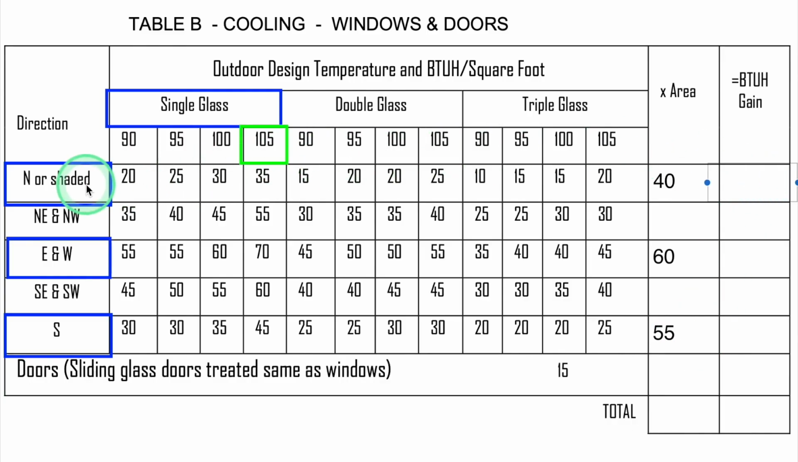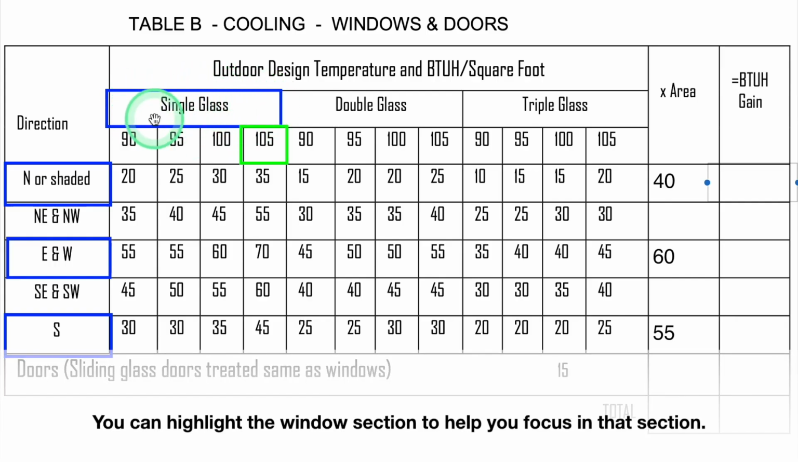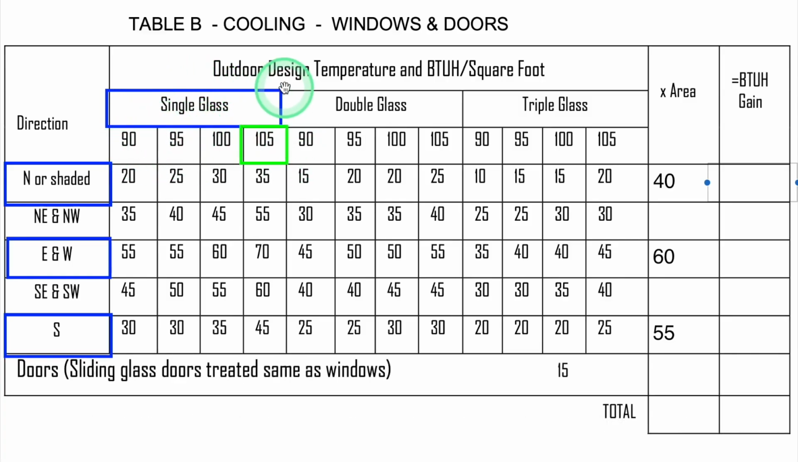So after we figure out what our outside design temperature is going to be, and then we have single pane glass, so we're going to select the window type. Once we figure out the type, we're going to determine the outside design temperature, which we selected was going to be 105 degrees. And then we are going to find the row of windows that we're in. So the north facing wall of windows.